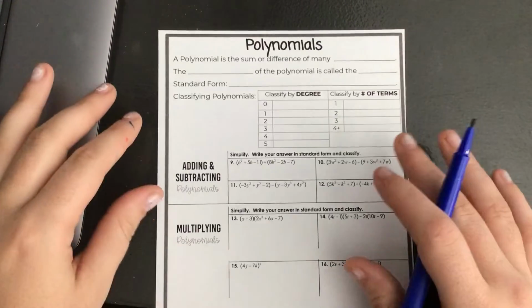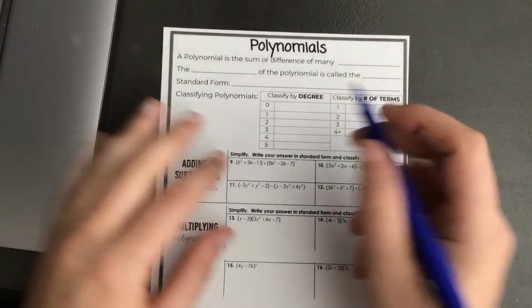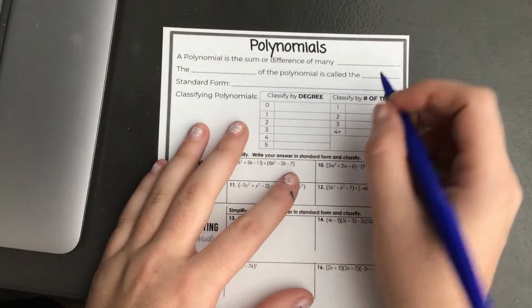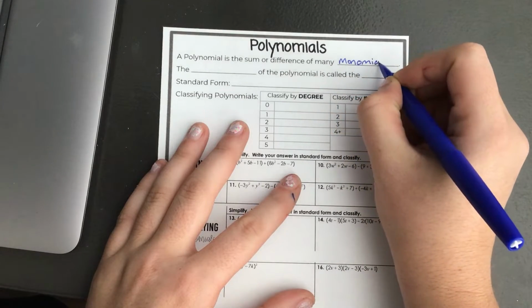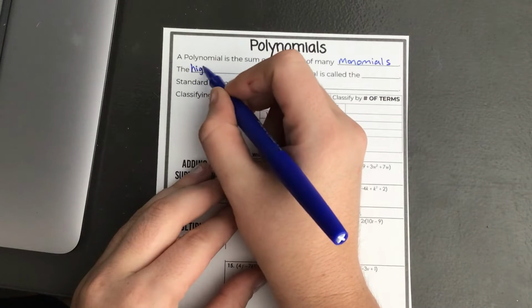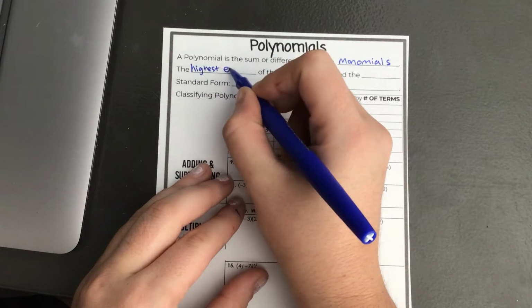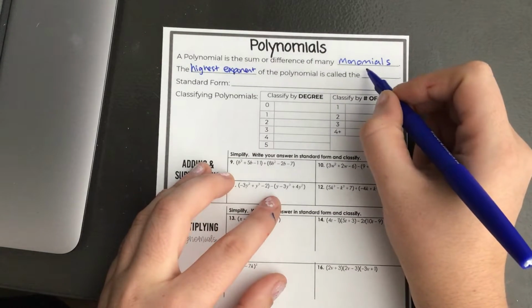Hello everybody. Next notes sheet is about polynomials, just a quick review. A polynomial is the sum or difference of many monomials. The highest exponent of the polynomial is called the degree.